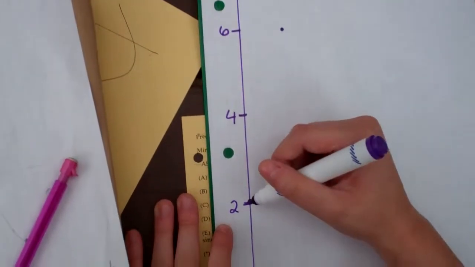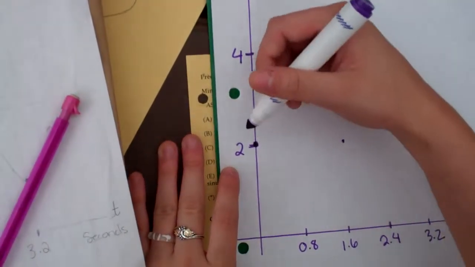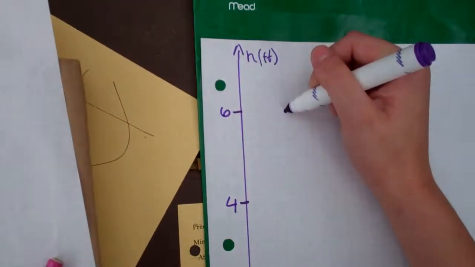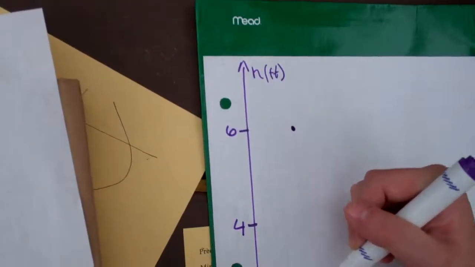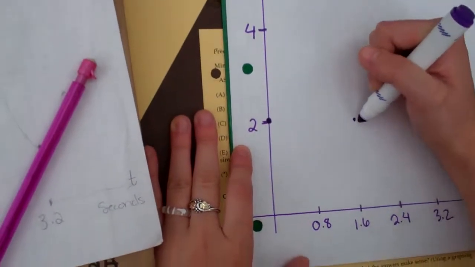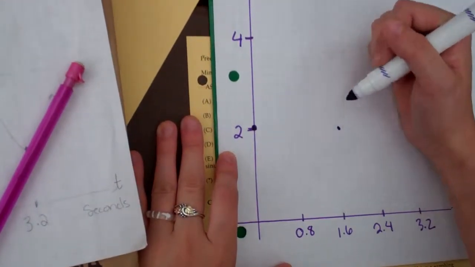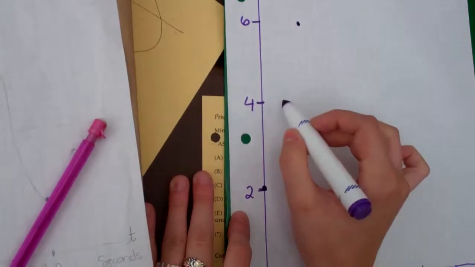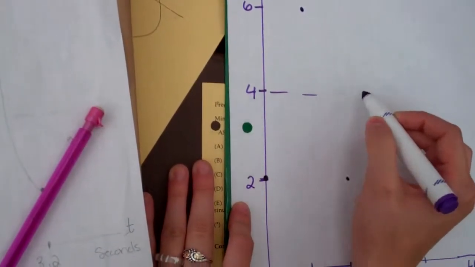At 0 seconds, she was 2 feet off the ground. At 0.8 seconds, she was 6 feet. And at 1.6 seconds, she was back at 2 feet. This is our dotted line.